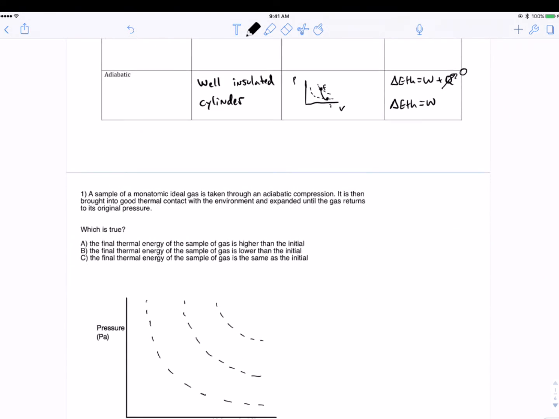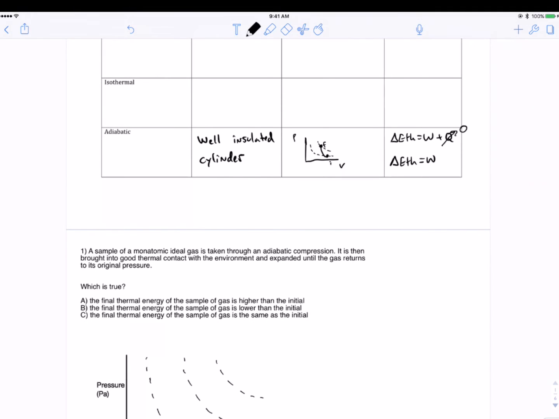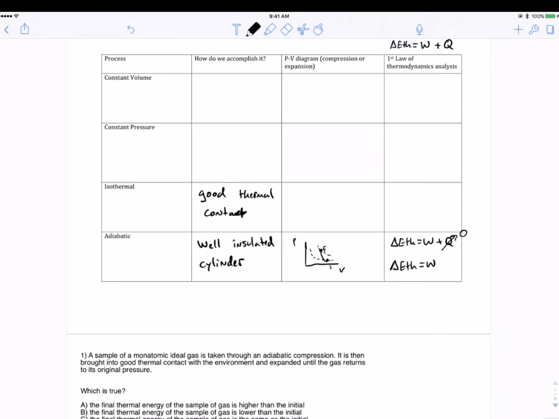Okay, so let's think about the second half of this problem. The part where the cylinder is brought into good thermal contact with the environment. So what process is accomplished through good thermal contact? Well, we might remember this is how we do an isothermal process. So good thermal contact, and it might help if we do this process very slowly. So there's going to be no change in temperature, and there will be no change in thermal energy.